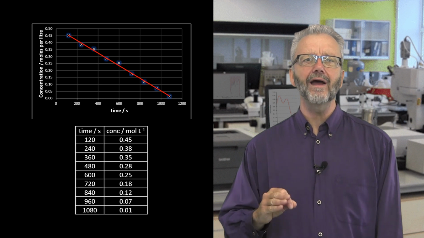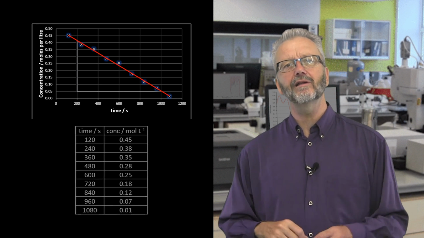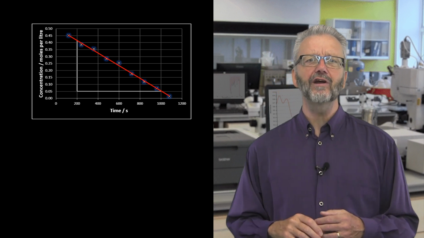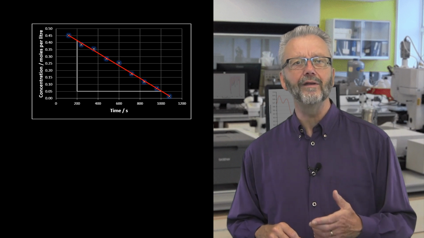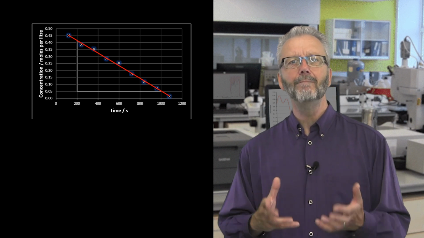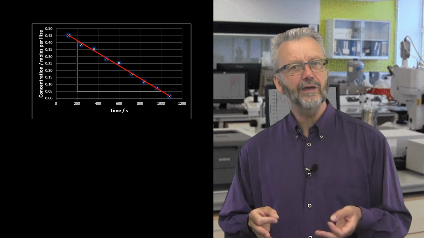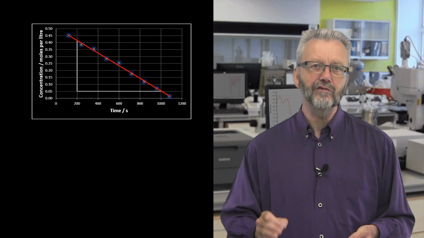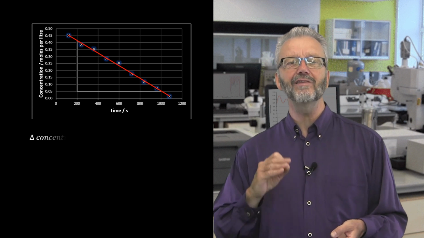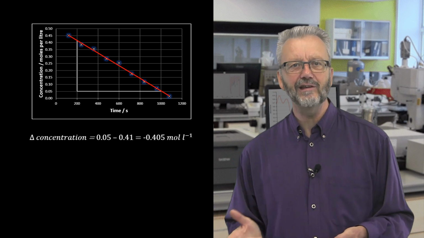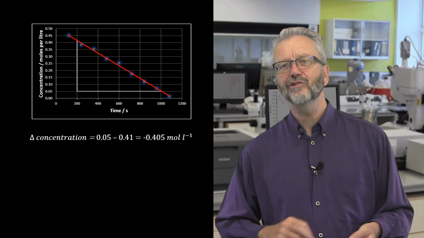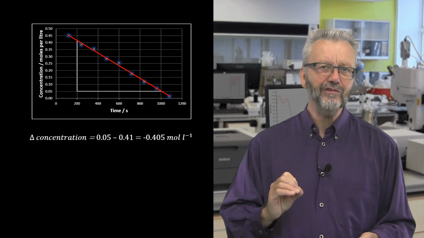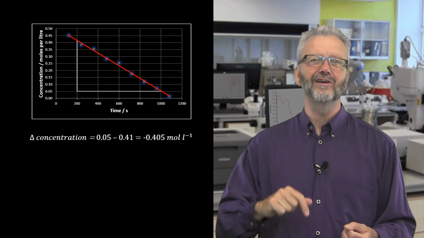So let's draw a triangle to define the numbers we are going to use from the graph. Over this region, the concentration goes from 0.41 to 0.05 moles per litre, and the time goes from 200 seconds to 1000. The change in concentration is calculated by subtracting the earliest concentration from the later one. This gives us a change in concentration which is negative. This is correct. The concentration of the reagent decreased during the reaction.